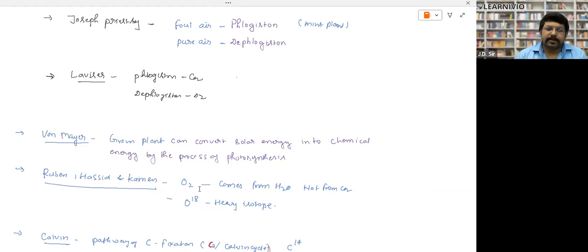Next point, Lavoisier explained that phlogiston is CO2 and dephlogiston is O2. Next, you note it down this way, the way they are written over here.